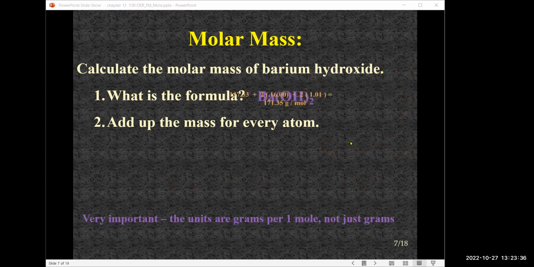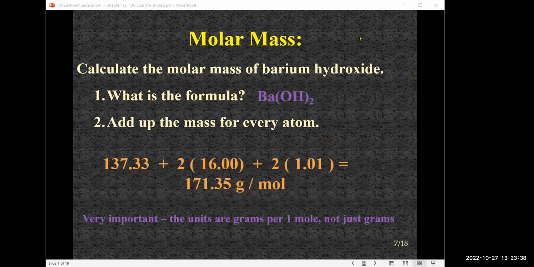And there's the formula, okay? And so here we have barium hydroxide. Its atomic mass is 137.33, which brings me to the point. When you use atomic weights, or molar mass of the atoms, use our periodic table with our numbers, okay?